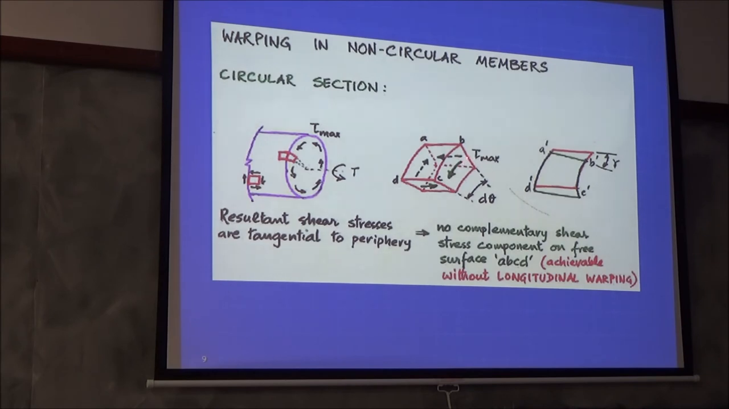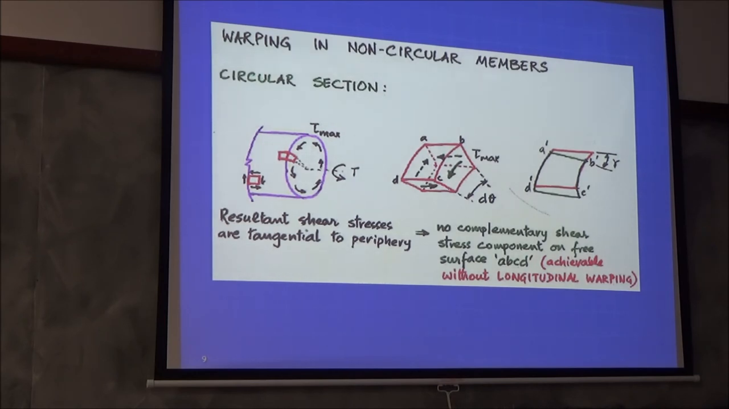If you have a stress here, you'll have to have a stress there, and this will generate a complementary shear normal to it like that. Got it? At least all of us should understand this is how shear is generated. And your angle of twist can be worked out like that. No complementary shear stress component on the free surface ABC. This outside surface is free. The complementary shear gets generated inside, not outside.